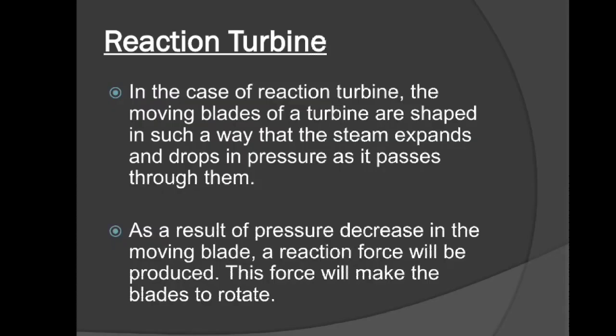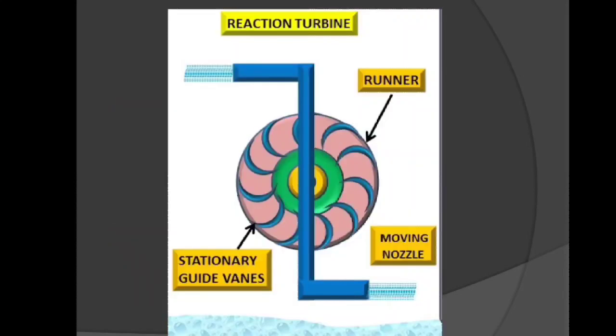Next is the reaction turbine. In the case of the reaction turbine, the moving blades of the turbine are shaped in such a way that the steam expands and drops in pressure as it passes through them. There is no nozzle provided, so the pressure drop occurs at the blades. As a result of the pressure decrease in the moving blade, a reaction force is produced. This force makes the blades rotate. This is the figure for the reaction turbine.